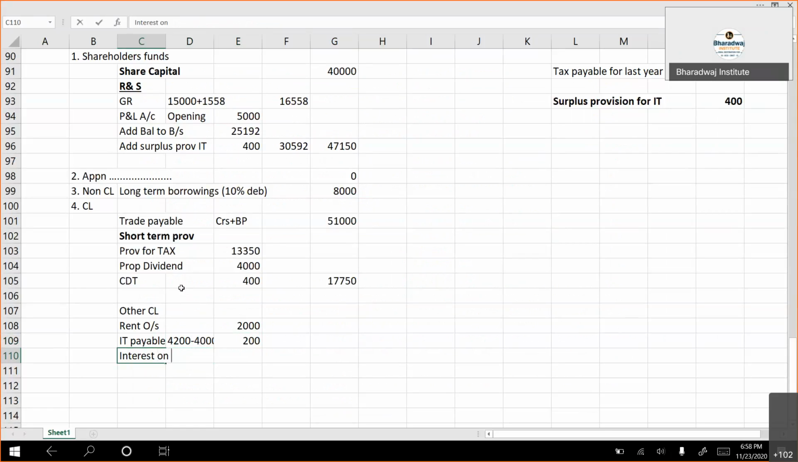Interest on debentures. Out of 800, we have paid only 600. Look at the trial balance. So the balance will be 200. Then what else will come? Anything else?